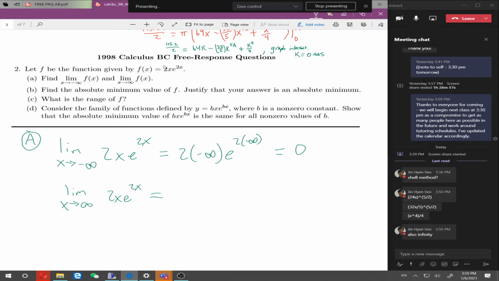I think I'm hitting something as I try to write on the screen. It's stopping me from writing. There we go. Okay, so infinity. And I want to find the absolute minimum value of our function. And then justify that our answer is also an absolute minimum. Okay, what do I need to do to find the absolute minimum of this function, Kyle?